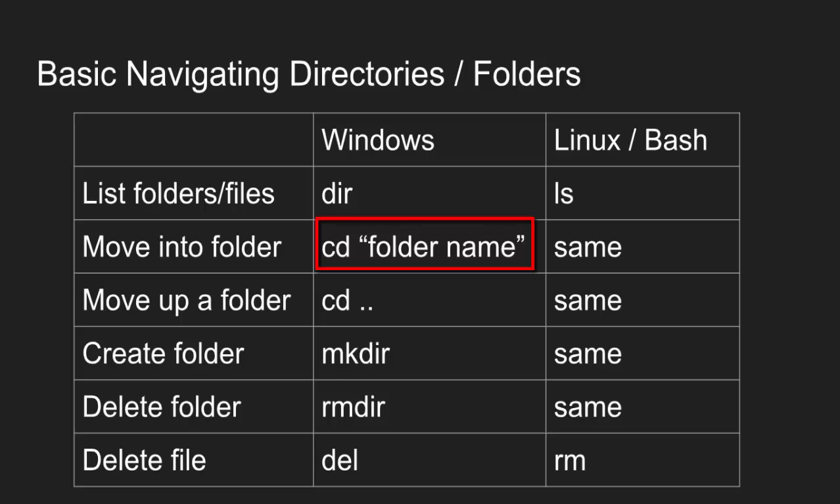I can do cd and then type in the folder name. If I want to move up a directory, I can do cd space dot dot. If I want to create a directory, I do mkdir, which means make directory. If I want to delete a directory, it must be empty. That's rmdir, which means remove the directory. And if I want to delete a file in Windows, it's del. Or if I want to delete it in the Linux environment, it's rm. So those are the basic commands that we need to become familiar with in order to navigate the command prompt.